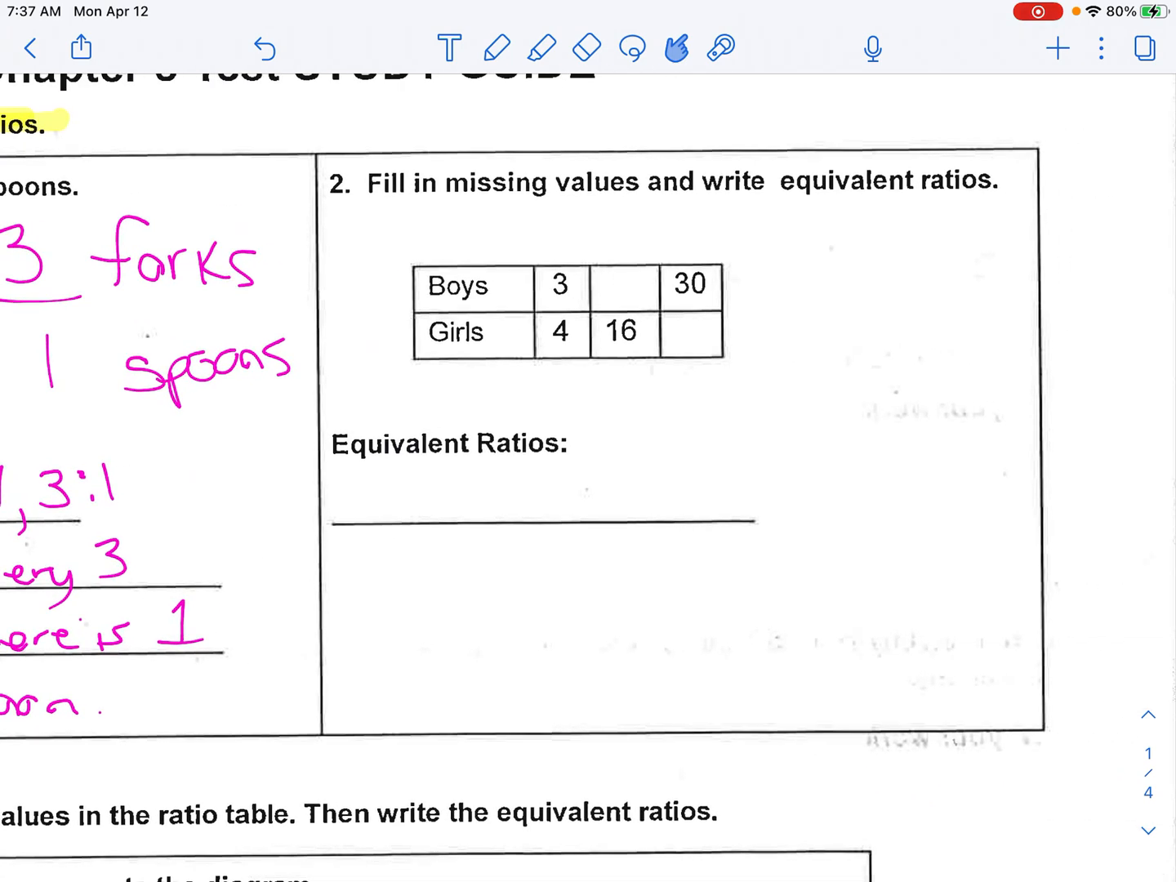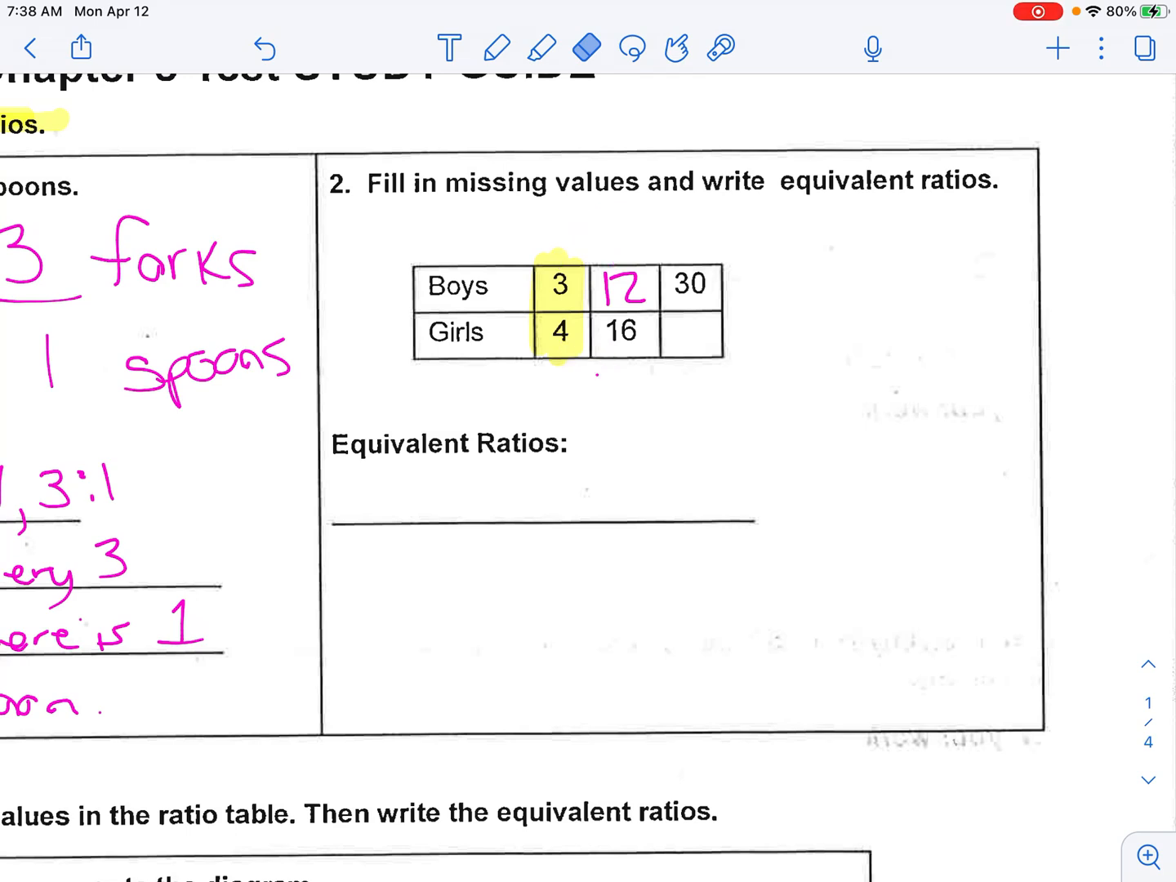Number 2, fill in the missing values and write equivalent ratios. Remember when we were working on this a couple weeks ago in class, I said always highlight the initial ratio at the beginning of your table. You always want to go back to that first ratio to find your missing terms. So first we're looking for a relationship between 4 and 16. So we all know that 4 times 4 is 16. So to find my missing term, I'm going to multiply 3 times 4. So that first missing term would be 12.